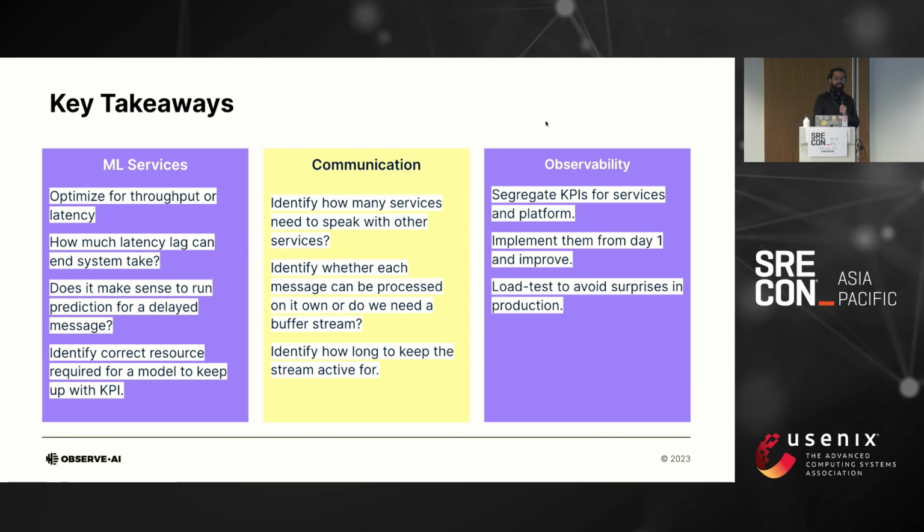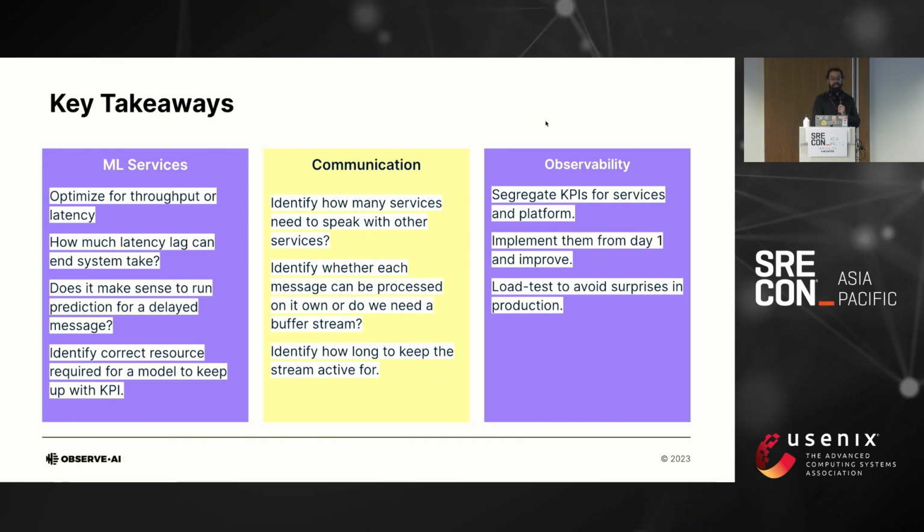In terms of communication channel, the first thing is how many services do we need to speak to each other? Is it one-to-one? Is it one-to-many? Is it many-to-one? What is that pattern? We need to identify whether the message can be processed on its own or whether we need a buffer stream. So for example, any image-based task would be a singleton message processing system. You do not need an additional buffer to maintain them. But for video, you may need stateful services that require that.